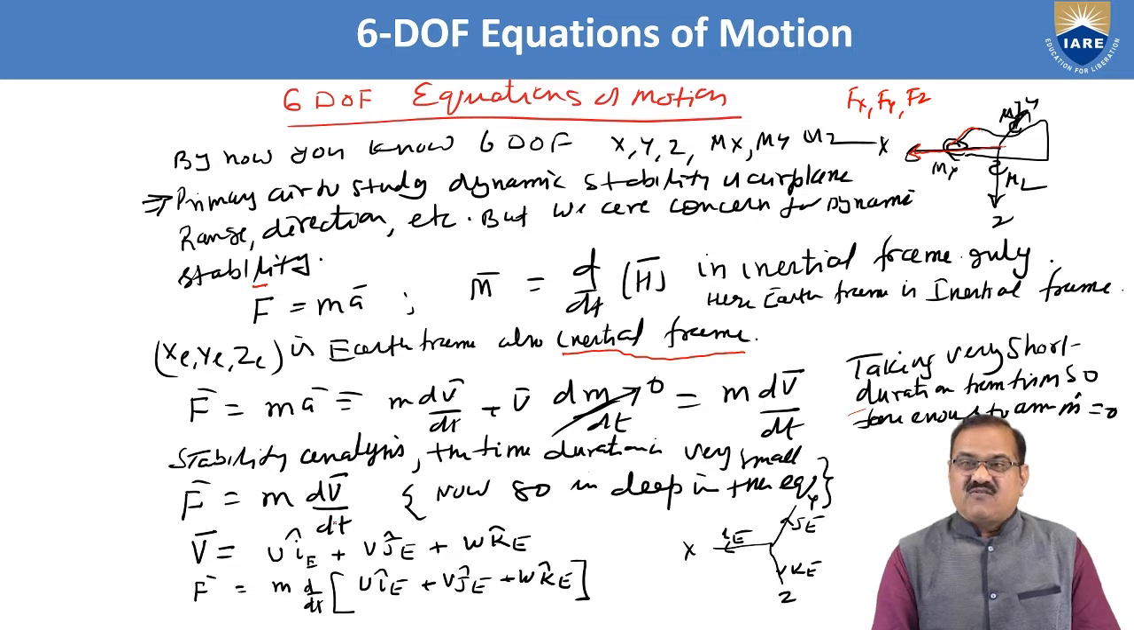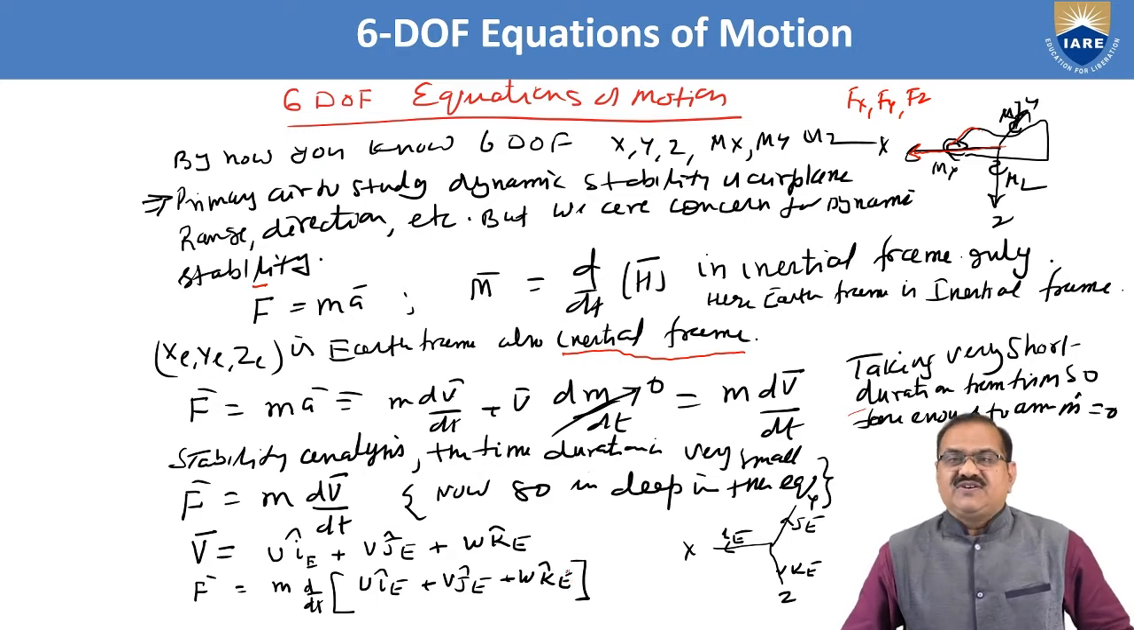Here in place of v we will write u i_e + v j_e + w k_e, where i, j, k are the unit vectors, and here i_e, j_e and k_e are the unit vectors in x, y and z in the earth axis system. Okay, because here e indicates that this is in the earth axis system.